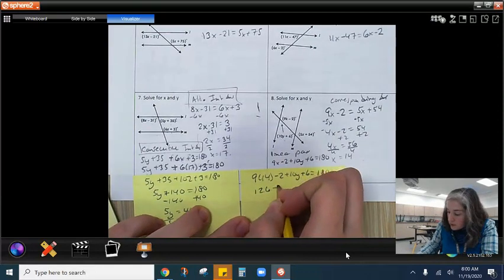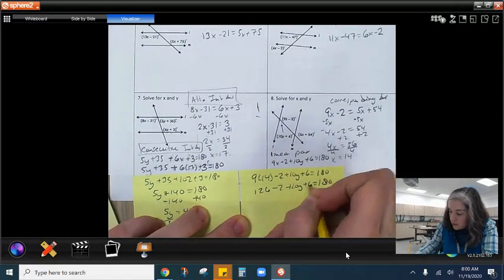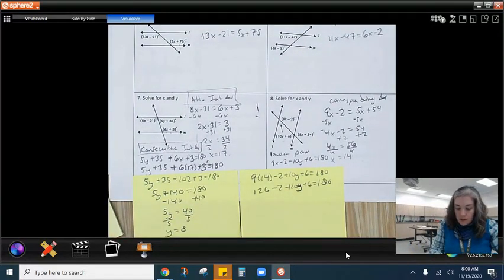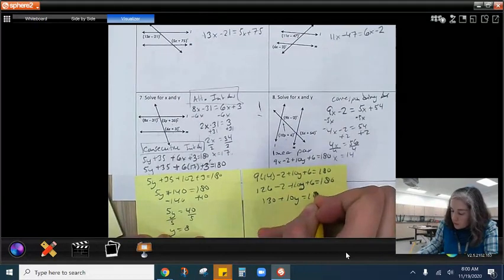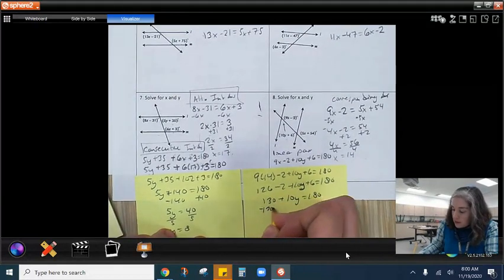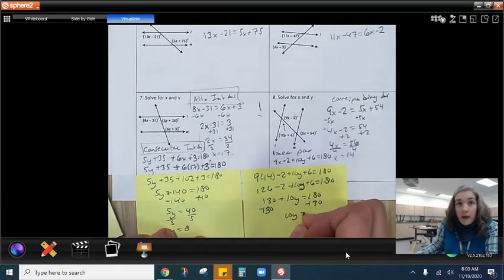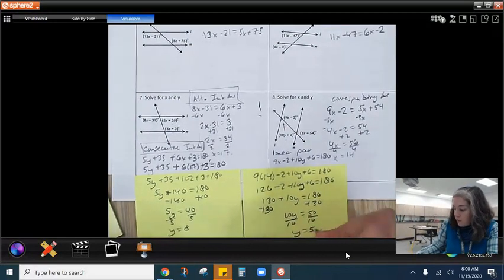So this is really 126 minus 2 plus 10y plus 6 is equal to 180. When I add that together, so 126 minus 2 plus 6, that gets us 130 plus 10y is equal to 180. So I have to subtract 130 on both sides. So that means 10y is equal to 50. When I divide by 10, we get y is equal to 5.